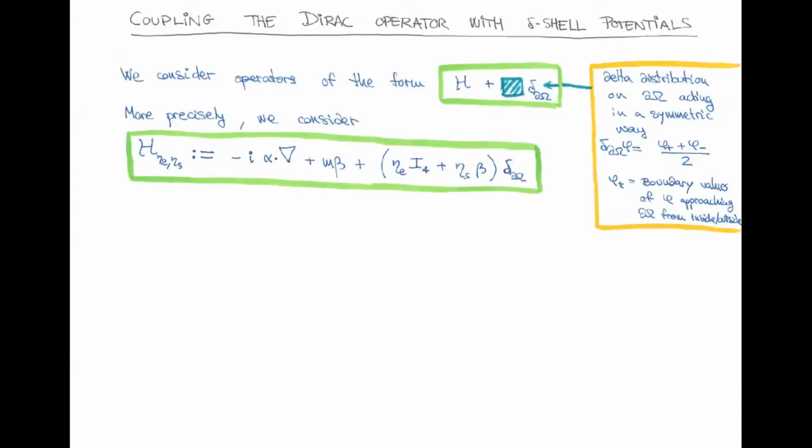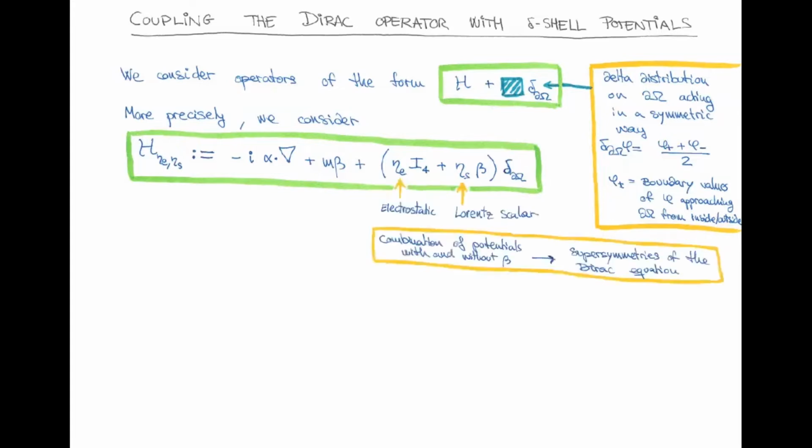So I have here the Dirac operator, and then I'm going to have two delta shell potentials. One is a constant times the identity, and the other is another constant times this matrix beta, which is identity and minus identity. These two potentials account for modeling electrostatic and Lorentz scalar potentials, so they have important implications in the modeling for this operator. But what really interests us is a special property when these two constants are in a special relation.